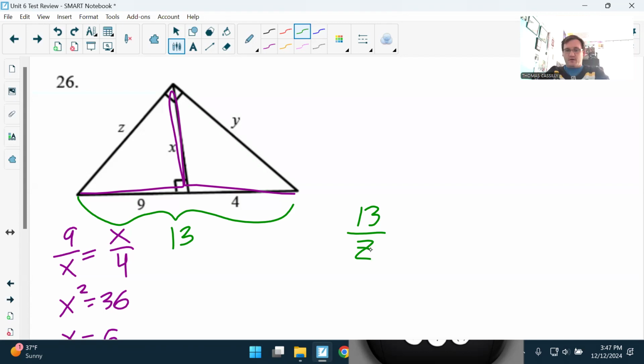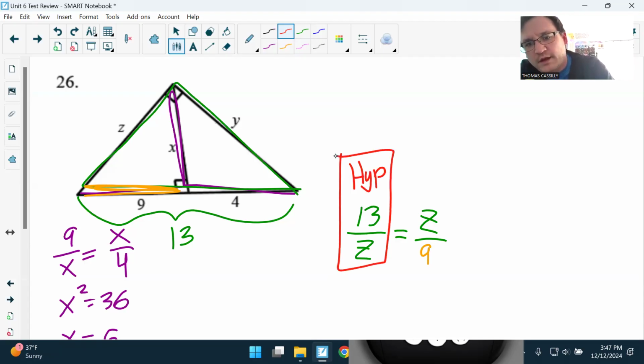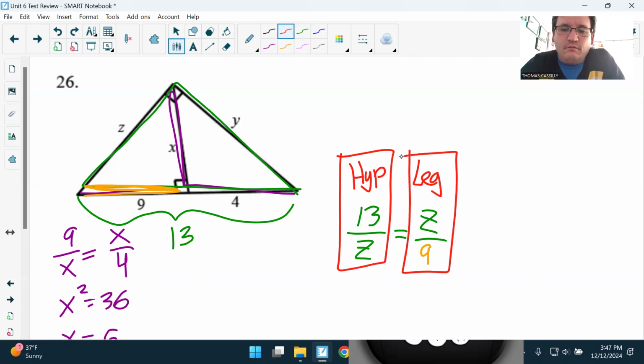But now notice how z is a leg of the big triangle. And if you look at the 9, 9 is a leg of that left side triangle that we were focused on earlier. So I'm going to compare a leg to a leg. So these guys are like the hypotenuses of the triangles, and these are the legs of the triangles. All right, so that's one way to think about this setup here.